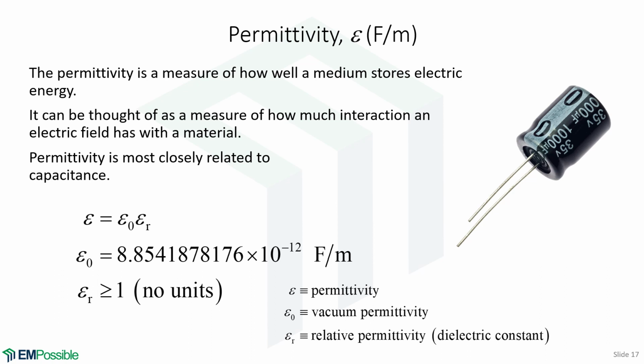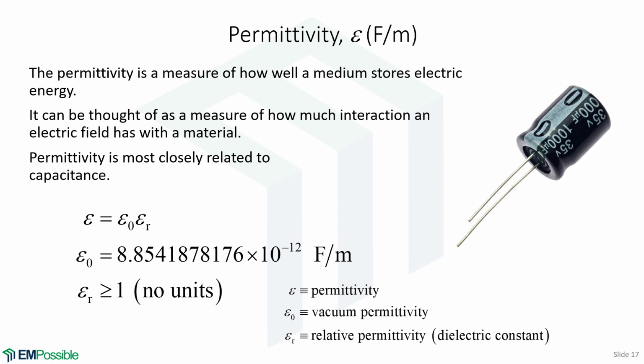From circuit theory, we know that capacitors store electric energy. So permittivity is most closely related to capacitance. So we have our overall permittivity. We tend to write this as a product of two terms. We have our free space permittivity, which is usually in calculations 8.854 times 10 to the minus 12 farads per meter. Now that's a crazy number.